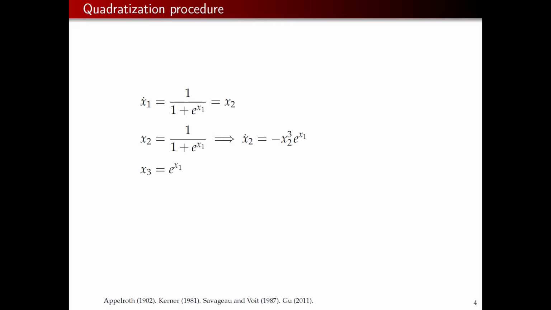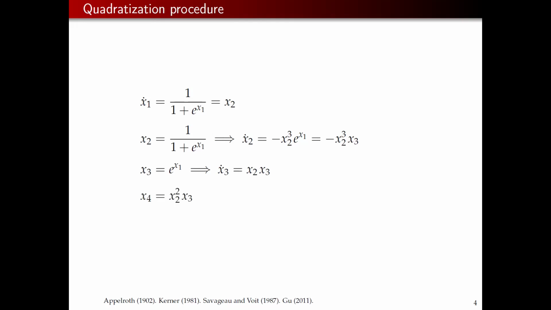So we define a new variable. Now the third variable is defined to be e to the power of x1. And again, we can rewrite now x2. So now x2 is at least of polynomial form. It's not quadratic yet. And then we have to compute the derivative of x3 with respect to the time t. So you get x3 dot is x2 multiplied by x3. And then you just continue.